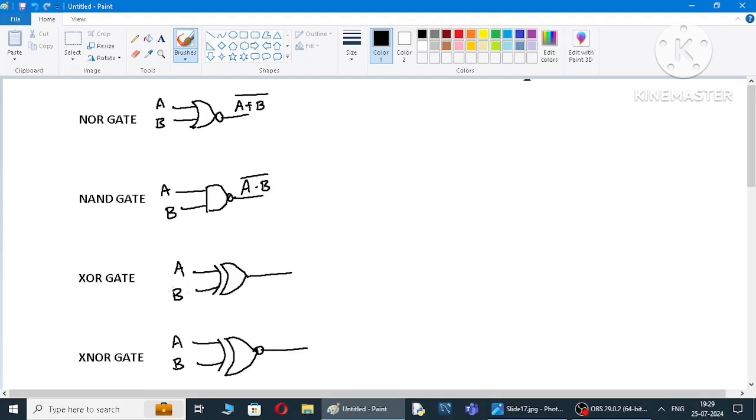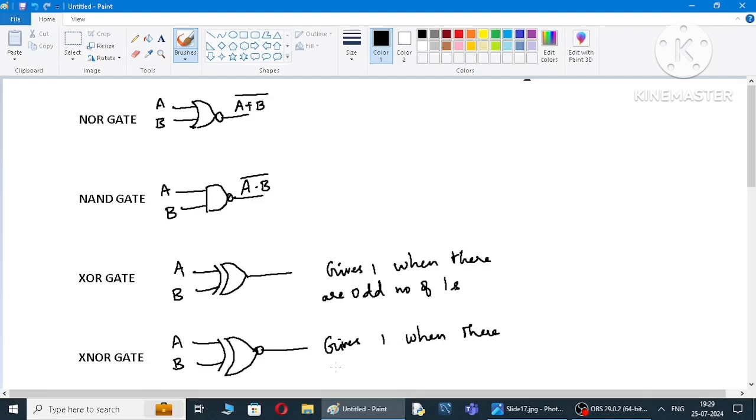Now, how about the truth table of the XOR gate? The XOR gate gives 1 when there are an odd number of 1s. The XNOR gate gives 1 when there are an even number of 1s, or you can remember that XNOR is the opposite of XOR. That is even simpler, because you just put a NOT after XOR and you will get XNOR.